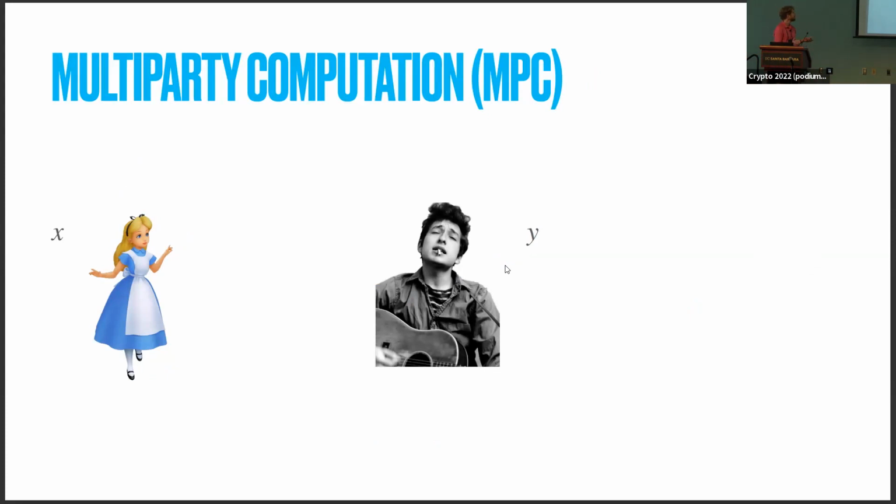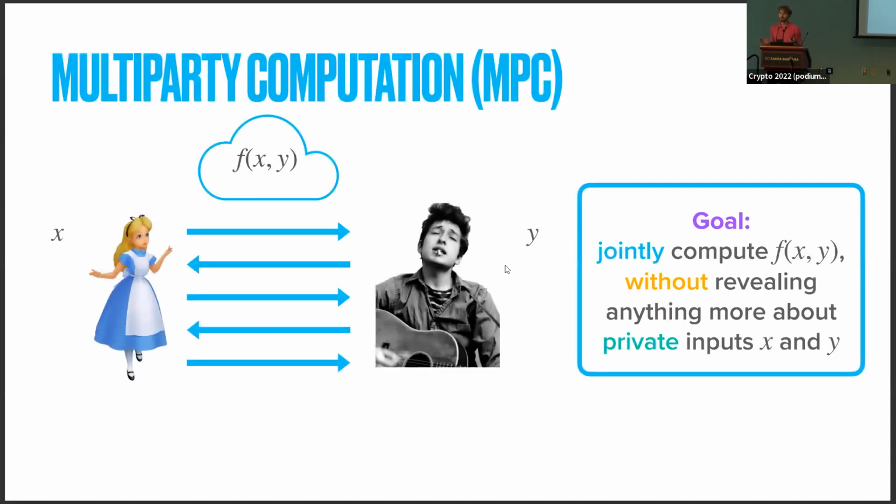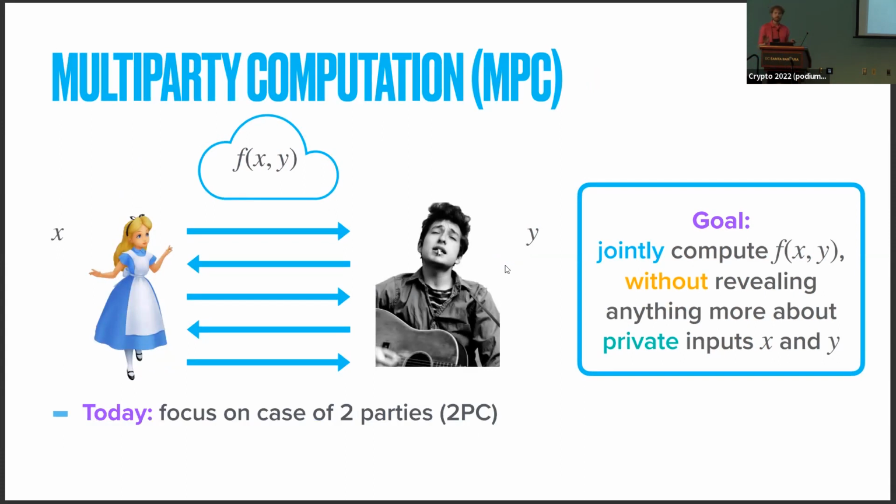Now we have our two friends Alice and Bob, but unfortunately they don't trust each other anymore. But nonetheless, they'd like to work together to compute some function f, which depends on their private inputs x and y. And we want to do this in such a way that nothing additional is revealed about the private inputs. For this talk, I'd like you to just think of the case of two parties.